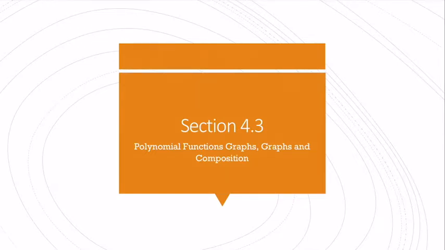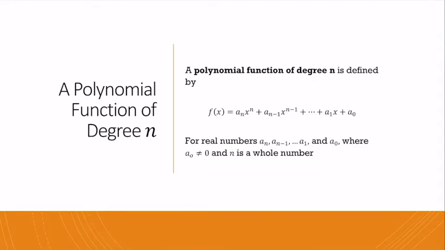Section 4.3 is all about polynomial function graphs and their graph composition. So here's a polynomial function of degree n, its formal definition. We have seen this before.